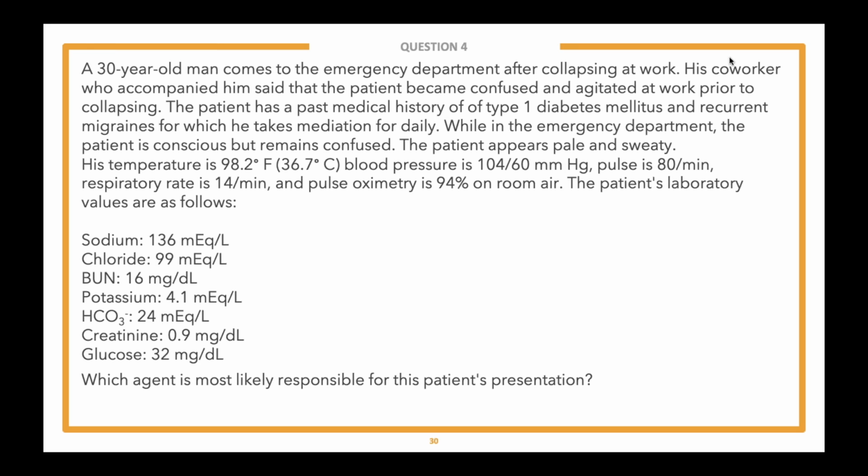Once again, the answer choices are covered up and we will begin with the lead-in. Which agent is most likely responsible for this patient's presentation? I'll give all of you a few moments to let us know in the question box how many steps you believe this question will require.